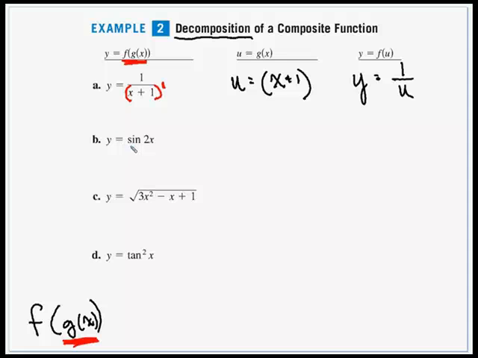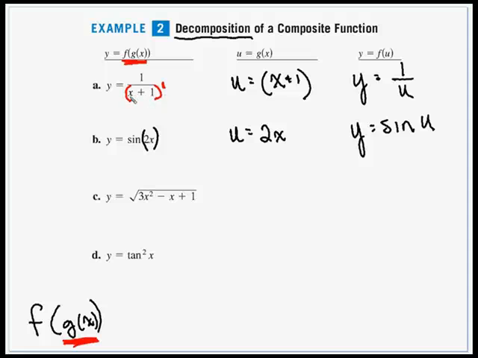Letter B, y equals sine of 2x. Whenever you're dealing with a trig function, a lot of times when I was in high school, I remember teachers always had parentheses around whatever you were taking the sine of. And that lets me focus in on that 2x. If that was just sine of x, the inner function would just be the x. But now it's 2x. So here we're going to let u equal 2x. And then when we rewrite our original function in terms of u, we could write y equals the sine of u.